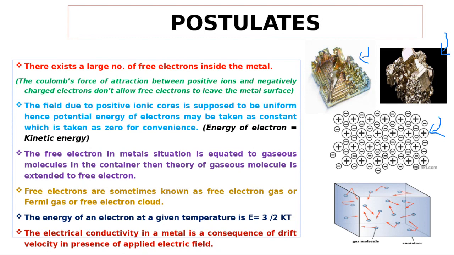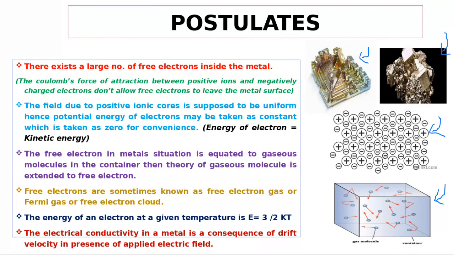Lorentz suggested that the electrons in metals are like an electron gas, so they can move, and they should leave the surface, but they can't because of the Coulomb force of attraction between positive ions and negatively charged electrons. And you can see here, this is a perfect gas placed in a container, and this is how it behaves inside the container. These electrons behave similarly in a metal crystal.